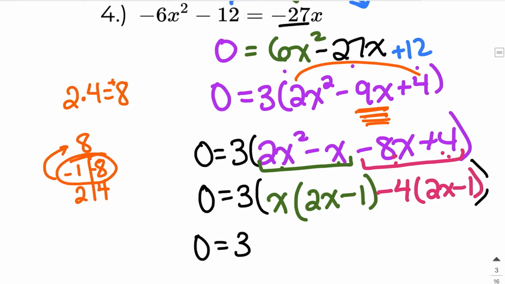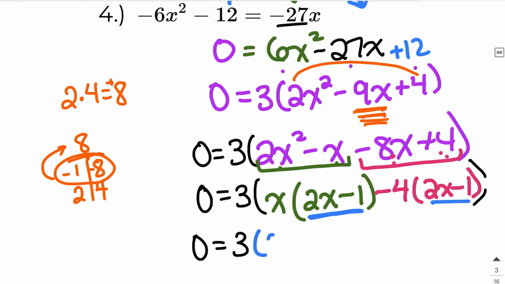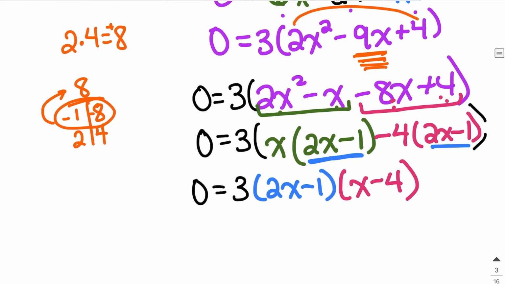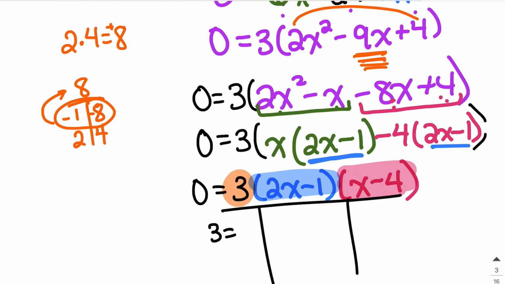Now I can see here that there are 2x minus 1 in common, and we also have x minus 4 in common. Okay. Now I factored it, I'm ready to set each part equal to 0. Now pay really close attention here because we have actually 3 expressions that are multiplied together. We have the 3, we have the 2x minus 1, and we also have the x minus 4. So I'm going to set each part equal to 0. So I'm going to say 3 equals 0, which is not true. 3 will never equal 0. So I can completely ignore that 3.